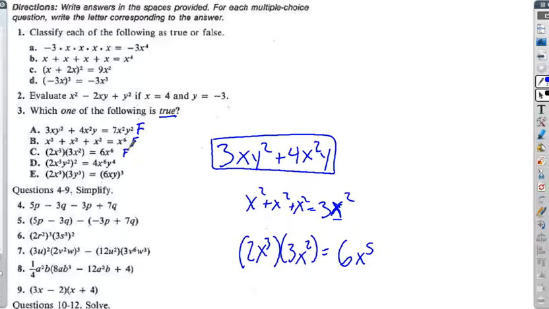Question D. Of course, they make it one of the last ones, right? So we have 2x to the third y squared, all squared. Well, 2 squared is 4. X to the third squared, this is when we multiply the exponents, so we get x to the sixth. Y squared squared is y to the fourth. So I look over here, and lo and behold, that's the same thing they have. It's a true statement. So therefore, this is the only true statement in the lot.